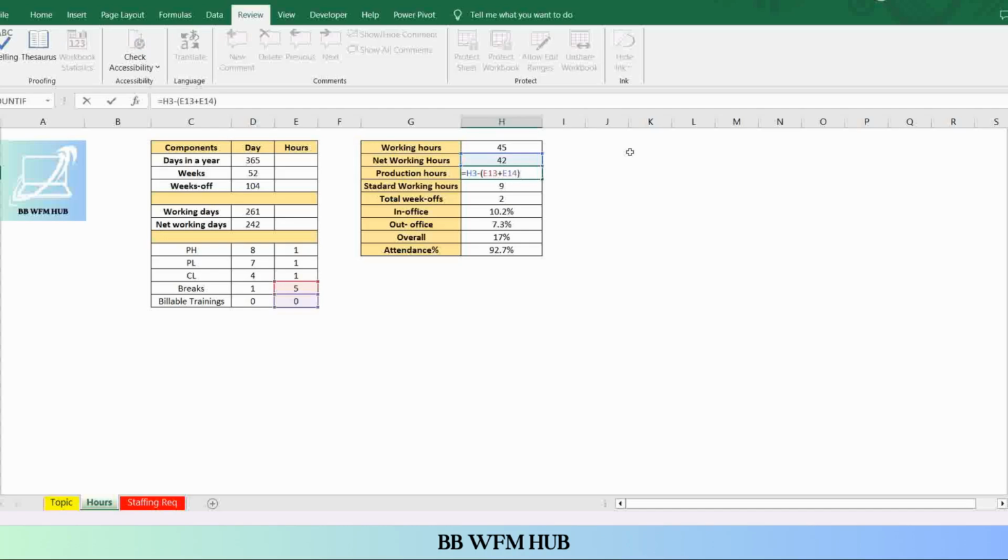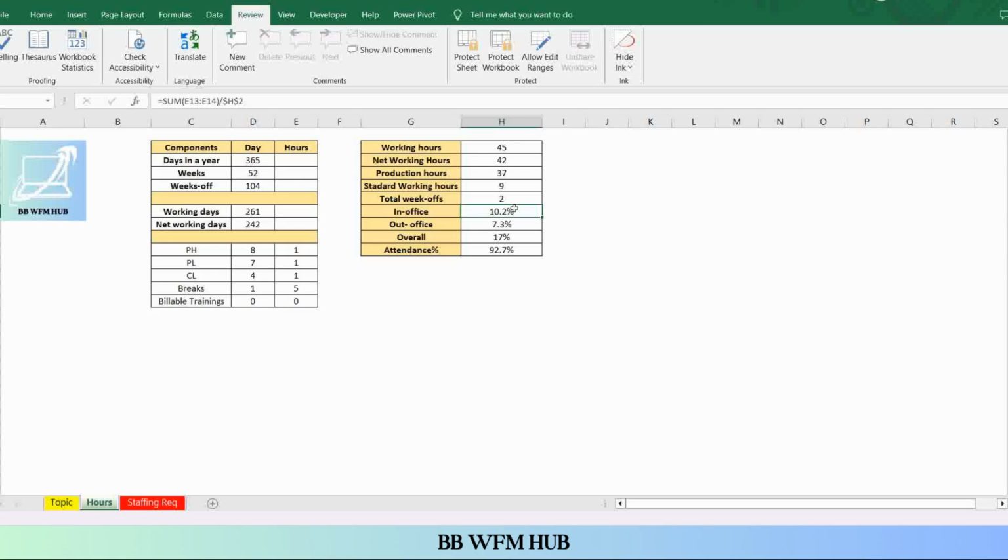We are deducting the breaks and any other in-office planned shrinkage from our networking hours. Networking hours we are taking, this is just an assumption, and now in-office shrinkage. To calculate the in-office shrinkage, we are doing the sum of our breaks and billable training in this scenario, and then dividing this with working hours, because in-office shrinkage is what?